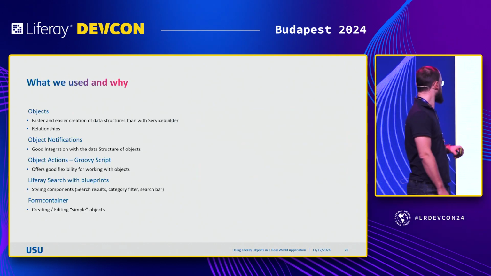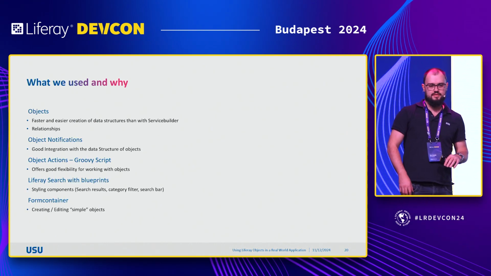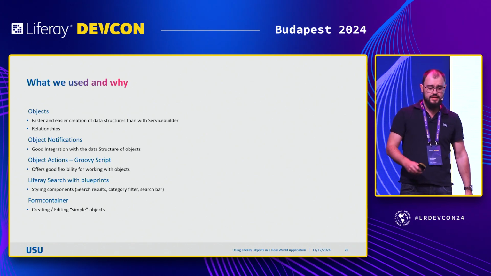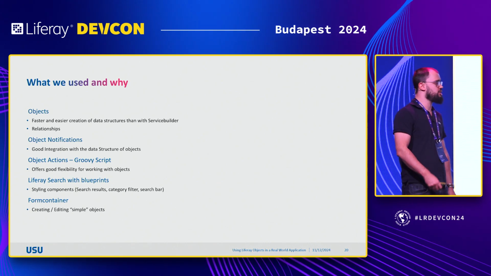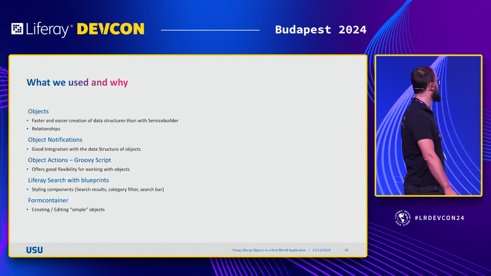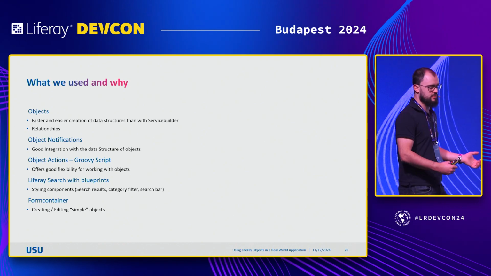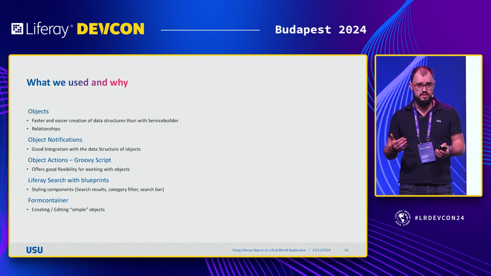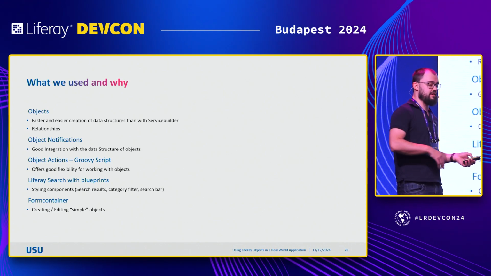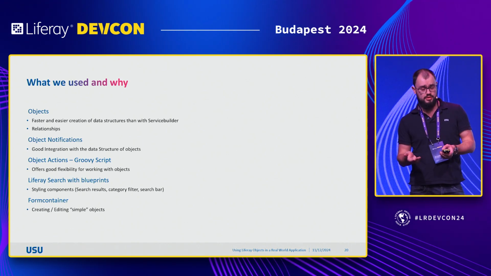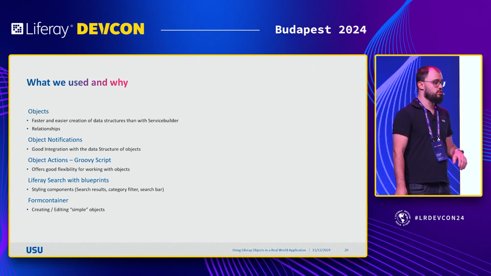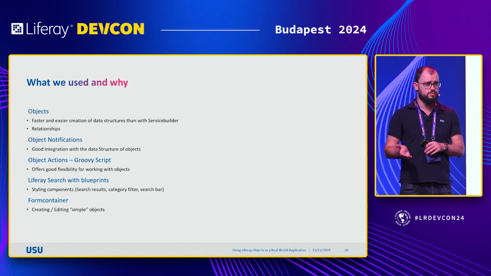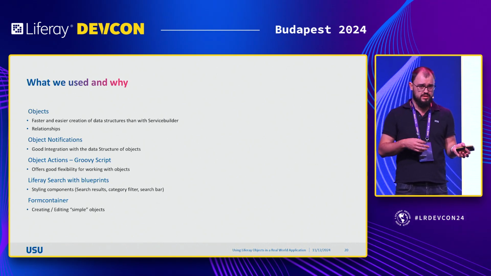So, to summarize these two use cases in one: what do we use objects for? We use objects because you can really fast create data structures and models, instead of making them with the old Service Builder. You have out-of-the-box relationship possibilities to the Liferay default objects and also to your other created objects.